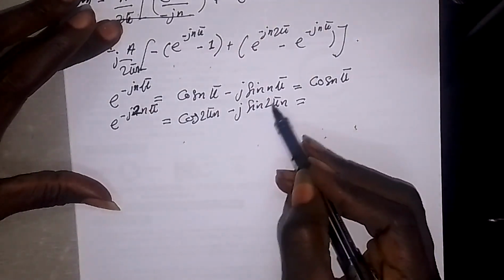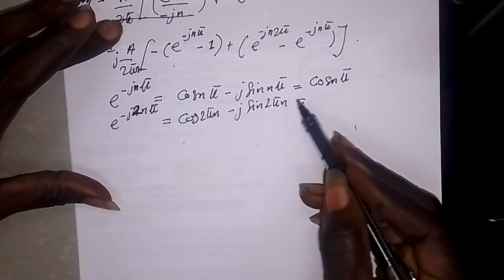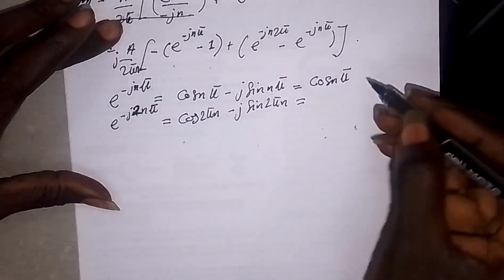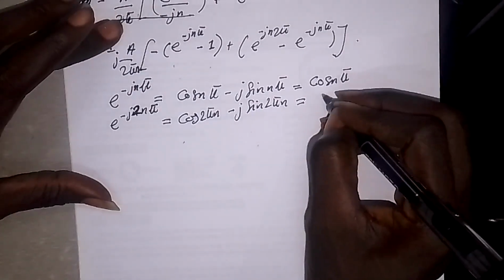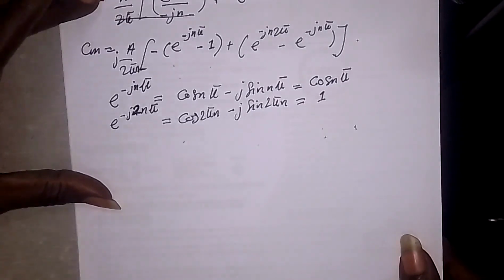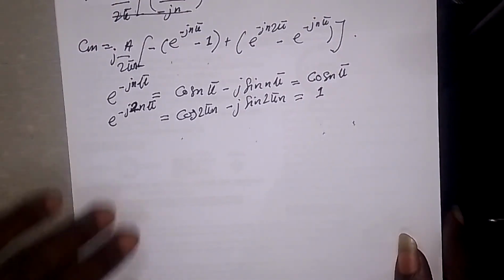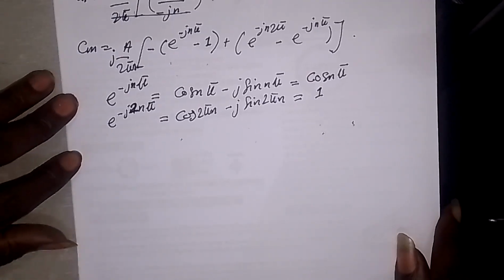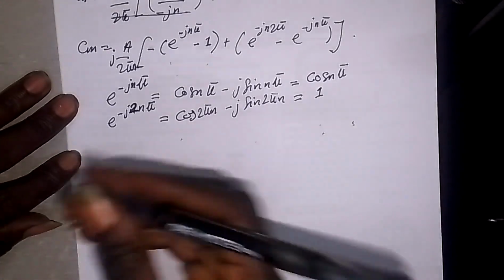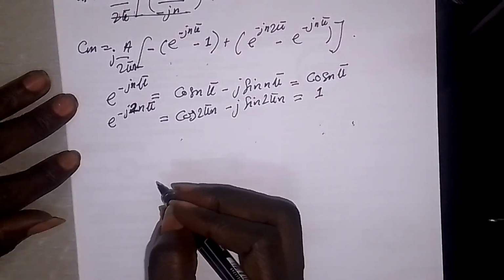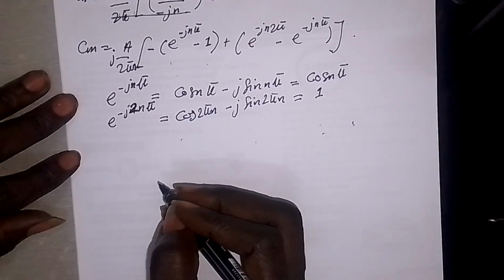Similarly, if n is 1, sine 2 pi is 0. If n is 2, sine 4 pi is 0. If n is 3, sine 6 pi is 0. So we are left with only this one, which is 1. So it's equal to 1. That is how you can determine this. Having known this, you can now proceed further by introducing these answers into the limits that you have.